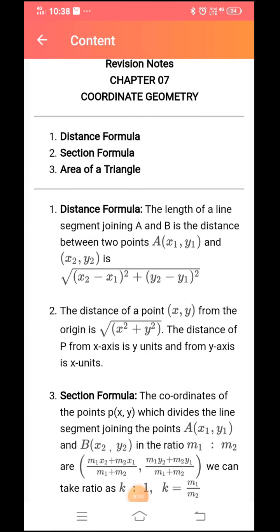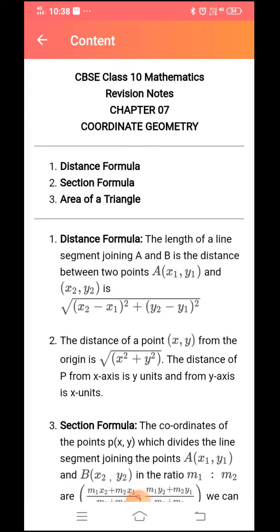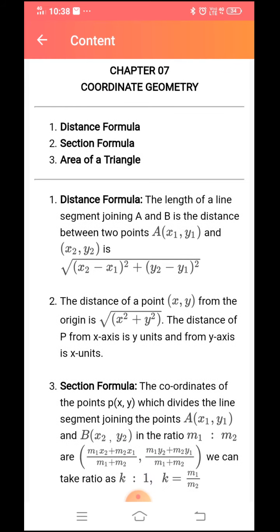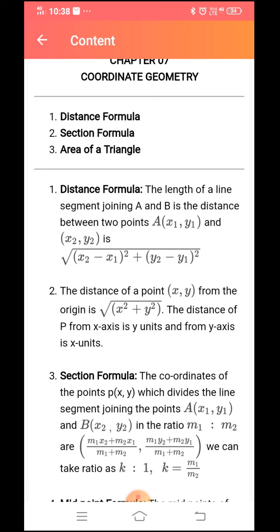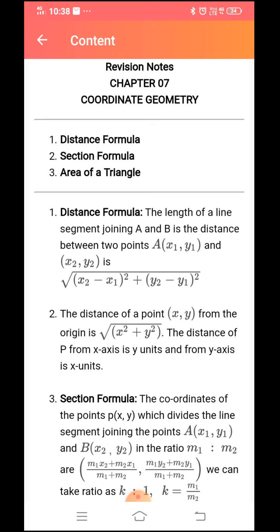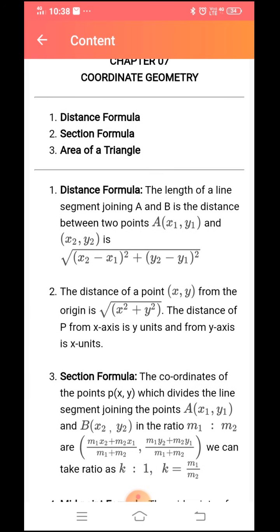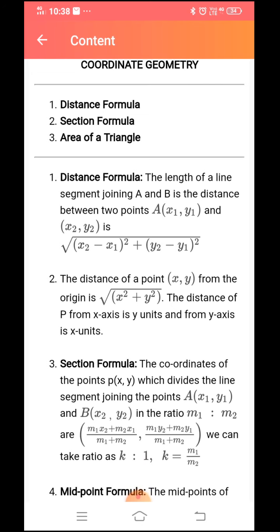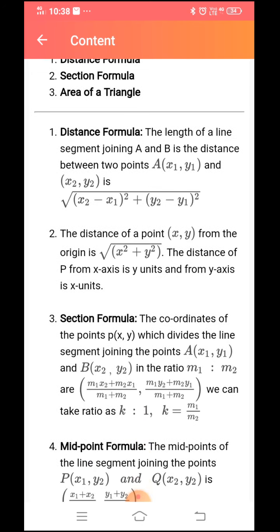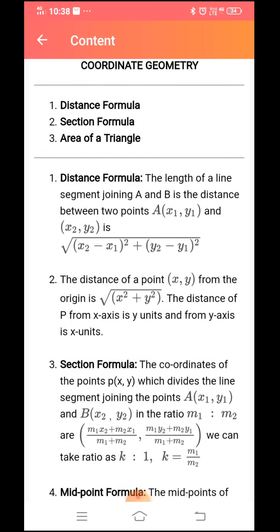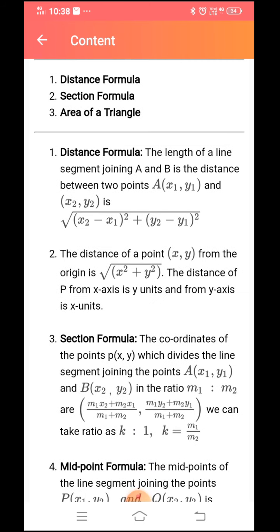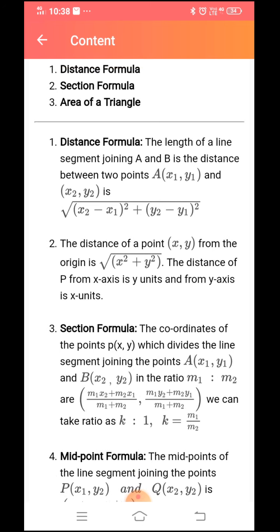This distance formula helps to find the distance between any two points if we know the coordinates. Okay, for example, see here, the length of the line segment joining A and B is the distance between two points. Suppose the coordinates of A are x1, y1 and the coordinates of B are x2, y2. The distance can be calculated as root of (x2 minus x1) the whole square plus (y2 minus y1) the whole square. This is known as the distance formula.